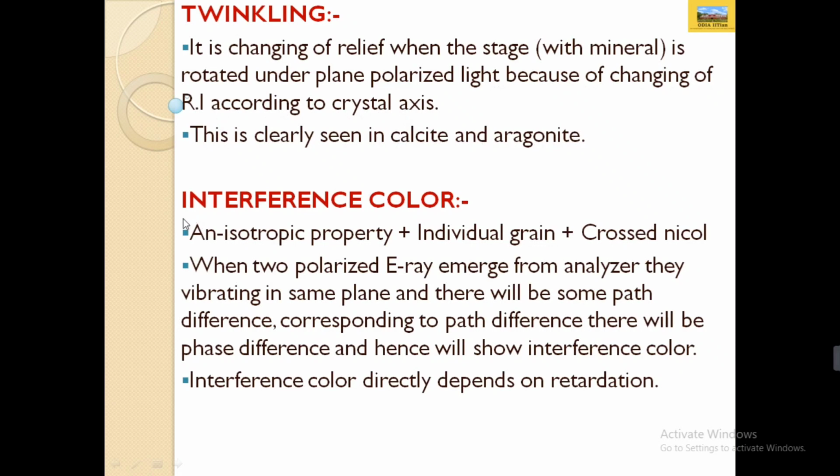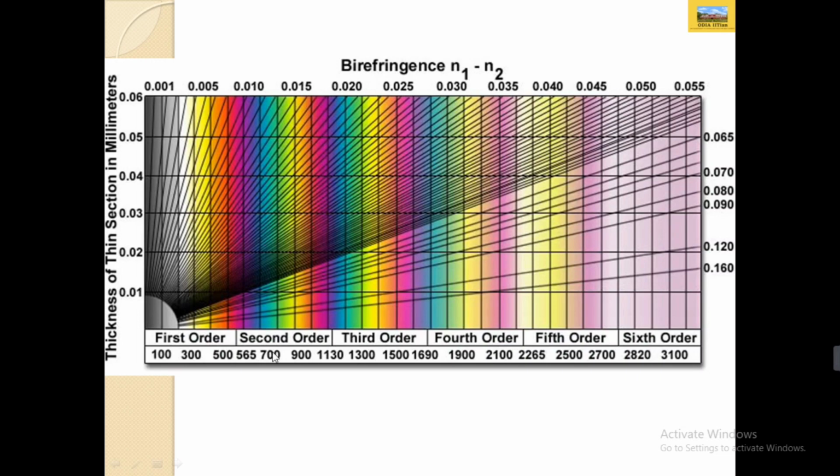Similarly, another important optical property is interference color. This is an anisotropic property of individual grains that is seen in the crossed nicols position. When two polarized rays emerge from the analyzer, they vibrate in the same plane and there is some path difference. Corresponding to the path difference, there is a phase difference, and hence it is known as interference color. Interference color directly depends on retardation. This is the Michel-Lévy chart. In this case you have to remember the range of first order, second order, and also remember the colors. This is most important for the exam.